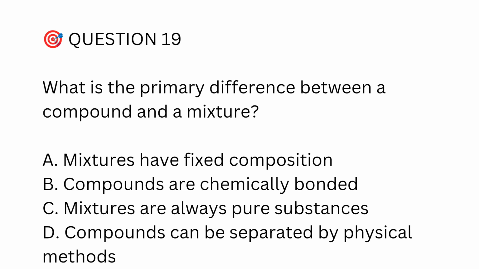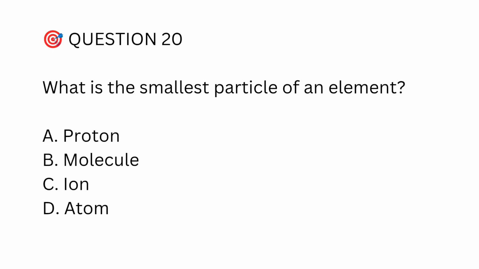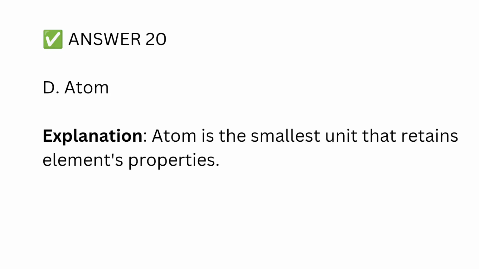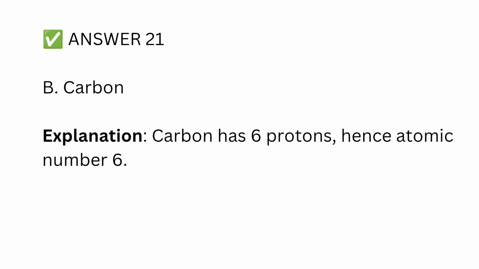What is the primary difference between a compound and mixture? The answer is option B, compounds are chemically bonded. What is the smallest particle of an element? The answer is option D, atom. Which element has atomic number of 6? The answer is option B, carbon.